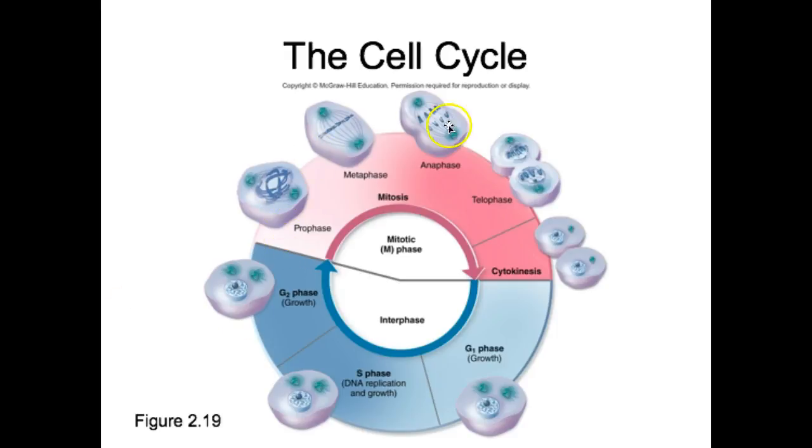So prophase, metaphase, anaphase, telophase visually looks like this. Cytokinesis is our final division of the cytoplasm, splitting of the plasma membrane. We have formed two daughter cells that should be genetically identical to the progenitor cell back here.